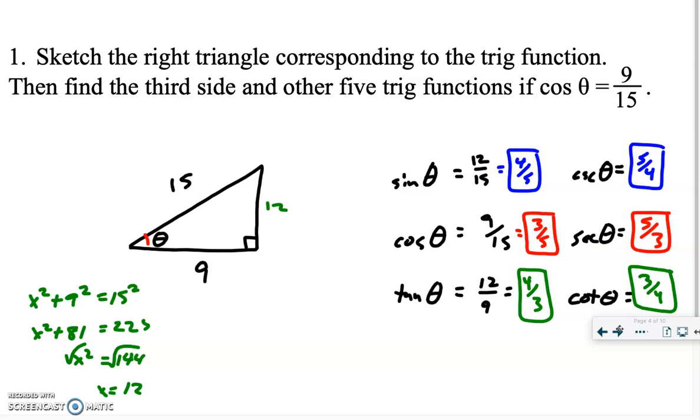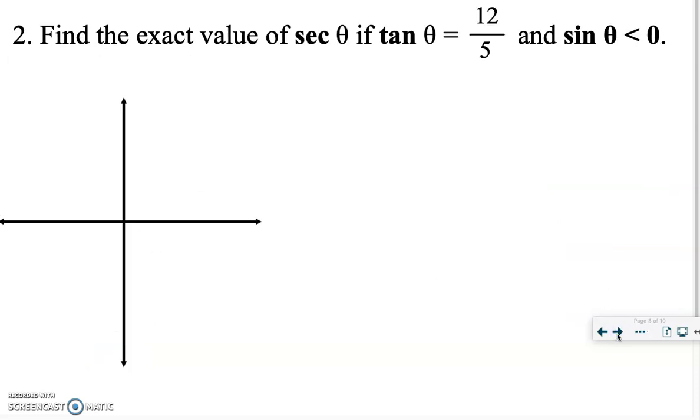All right, so again, simplifying is always very important. If we see radicals, we have to simplify those. Fractions, we have to reduce those down as well.